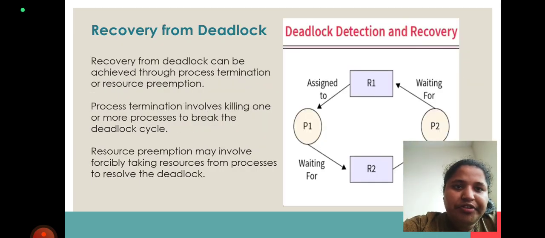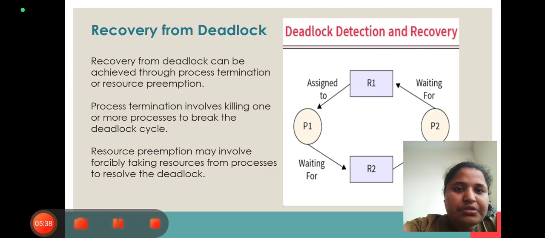Recovery. Recovery from deadlock can be achieved through process termination or resource preemption. Process termination involves killing one or more processes to break a deadlock cycle. Resource preemption may involve forcibly taking resources from processes to resolve the deadlock.